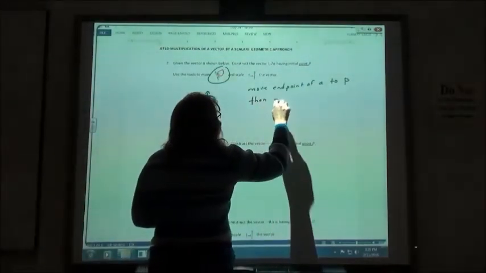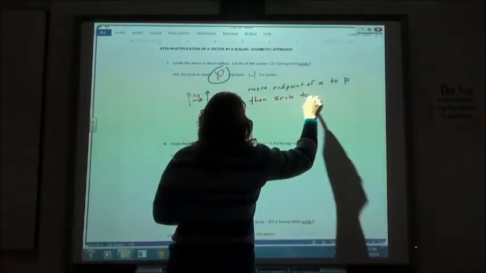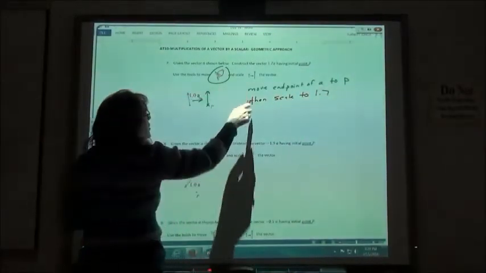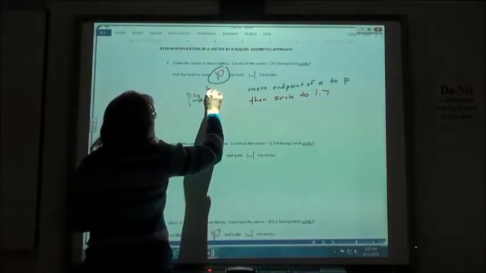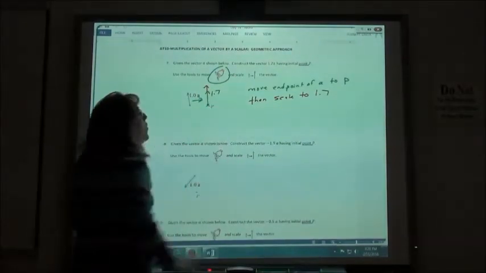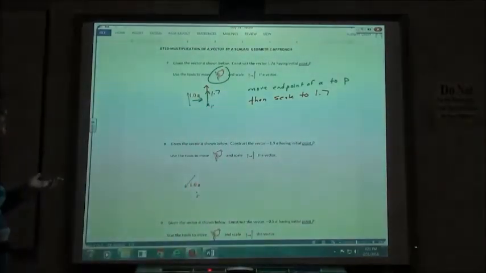Then scale to 1.7. So I'm just going to use this tool. I'm going to grab this and make it longer so that it says 1.7 next to it, and that's all I'm going to end up doing.